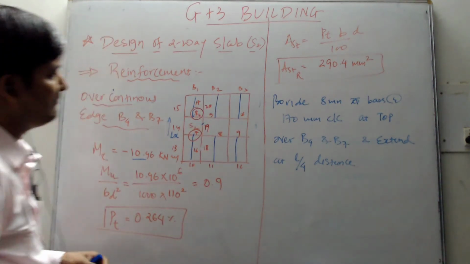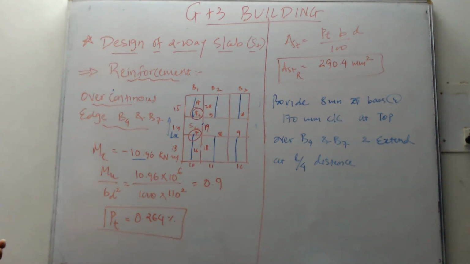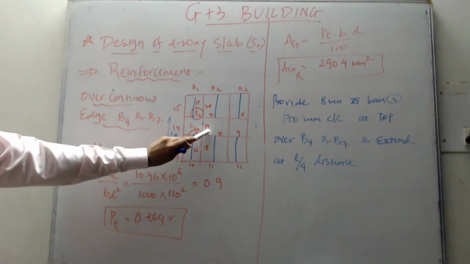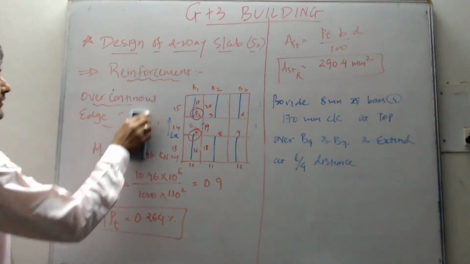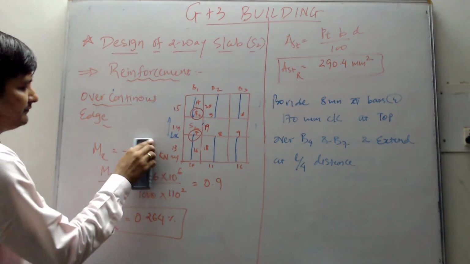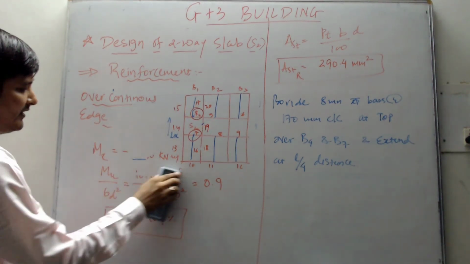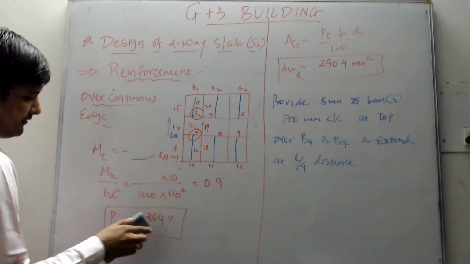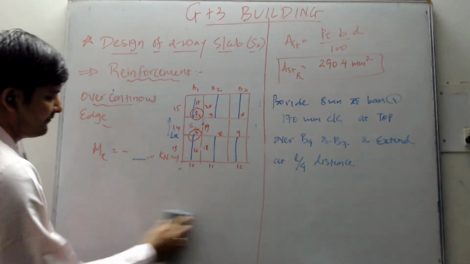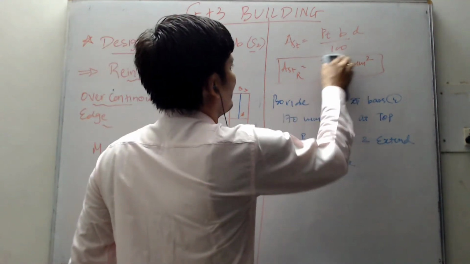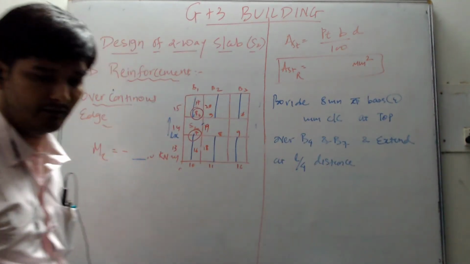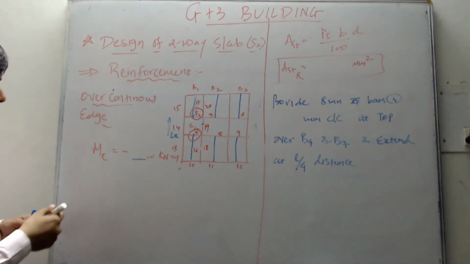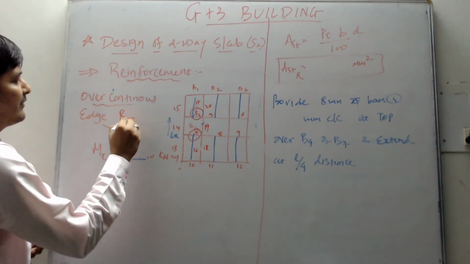So beam, next we need to do the design over continuous edge 19. This is the point, over continuous edge 19. So let me change this. Right, I am changing the values only. All the other values will remain same. Okay, so over continuous edge beam B19, we are going to find out steel.